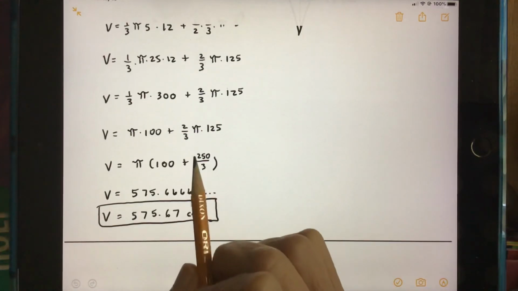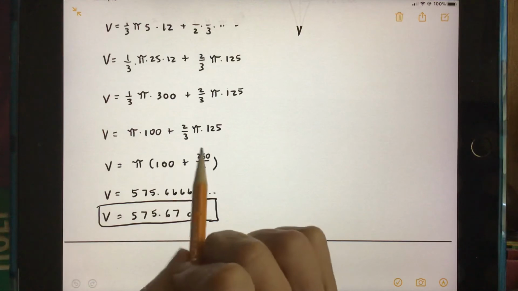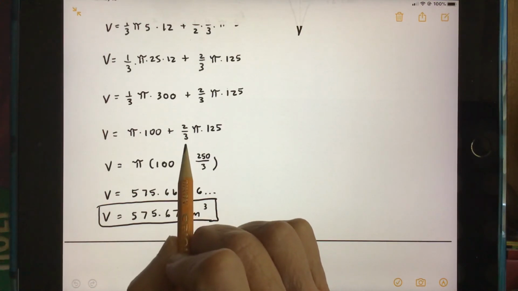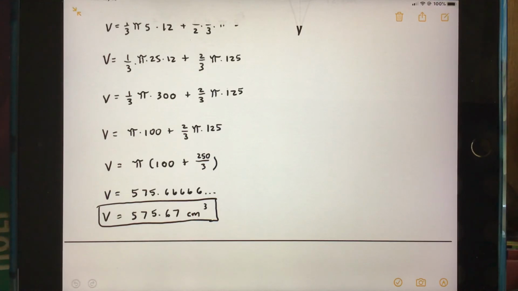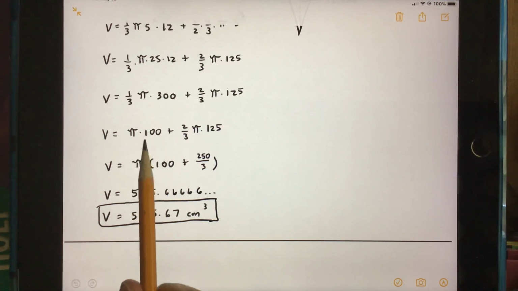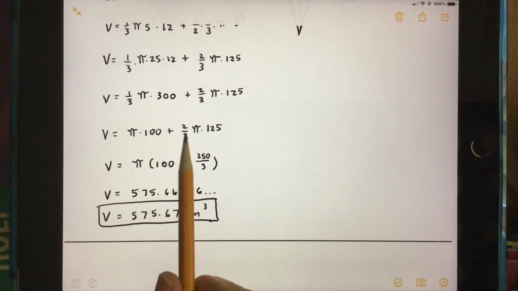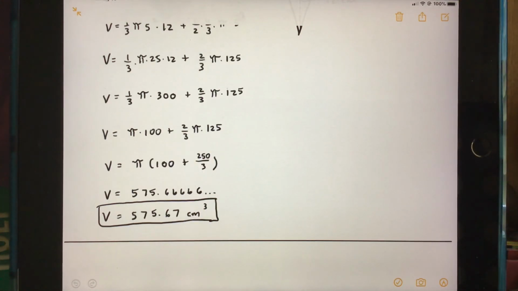Then I say, oh, well, wait a minute. I can do a little more simplifying here. This 125 times 2 is 250, and that'll be over 3, and you're going to see that in my next step. But I also decided I'm going to factor out pi. That'll make it easier for me to plug into my calculator. So I'm going to factor out pi. Pi times 100 is pi times 100. Pi times 250 over 3 is my 2 times pi times 125 over 3.